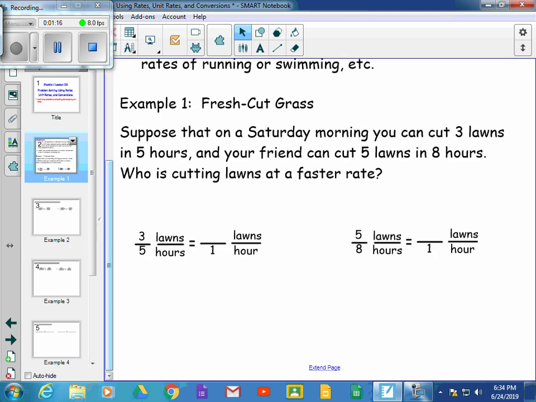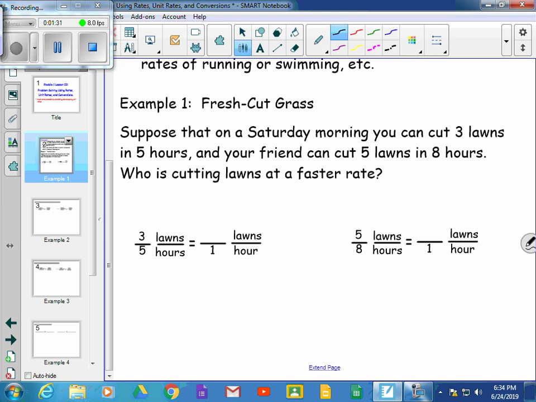This first example talks about mowing grass. Suppose that on a Saturday morning you can cut 3 lawns in 5 hours, and your friend can cut 5 lawns in 8 hours. Who's cutting lawns at a faster rate? If we look at this, we can see that there are 2 different rates.